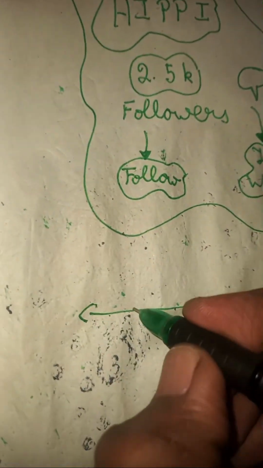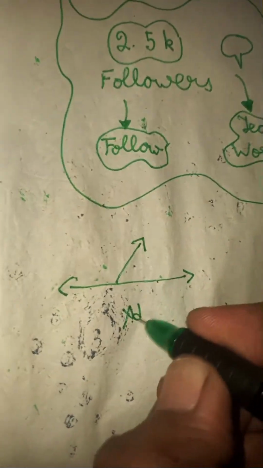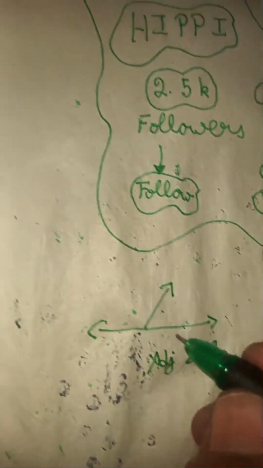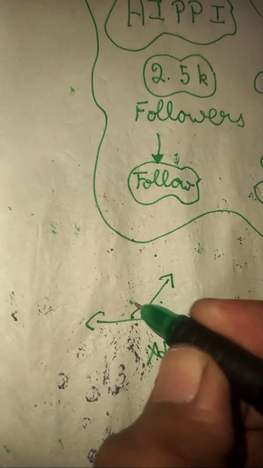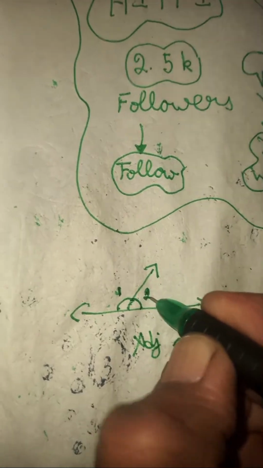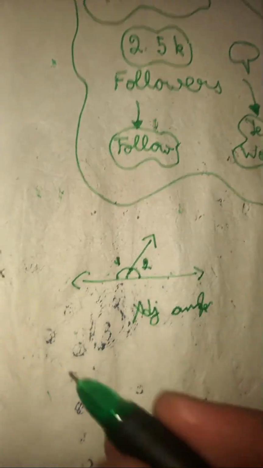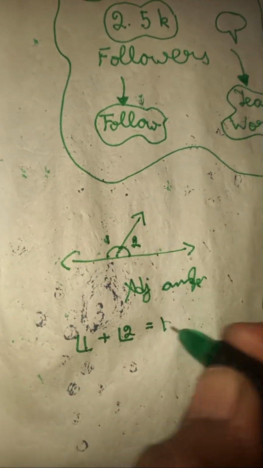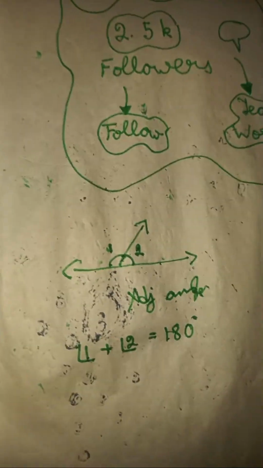I'm going to take one more kind of angles, that is angles on a straight line. They are known as adjacent angles. In adjacent angles, angle 1 and angle 2 are going to make up a sum of 180 degrees. That is, angle 1 plus angle 2 is going to make up totally 180 degrees.